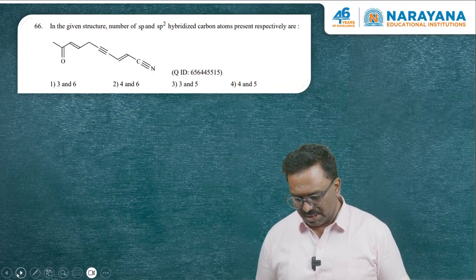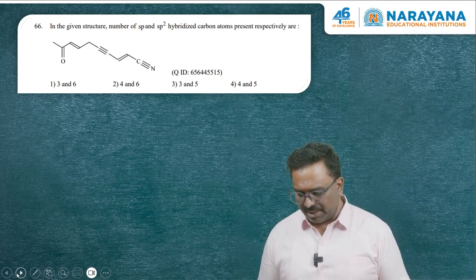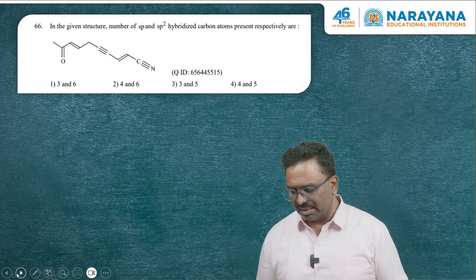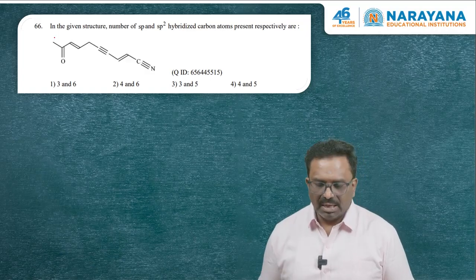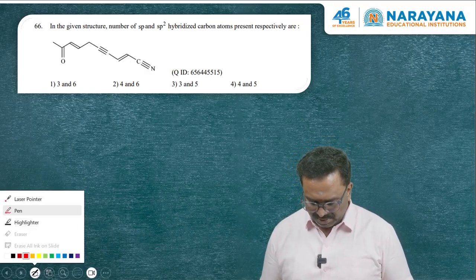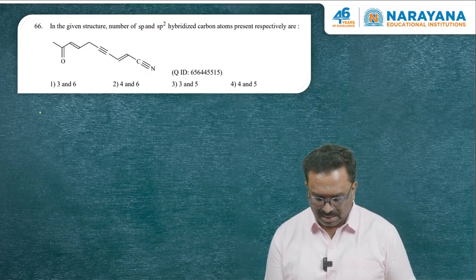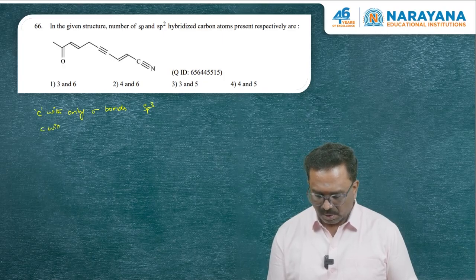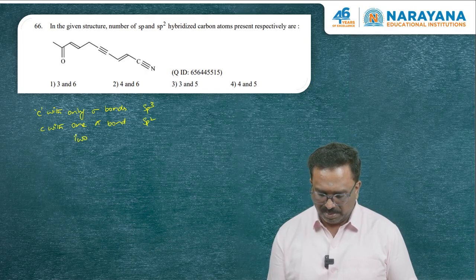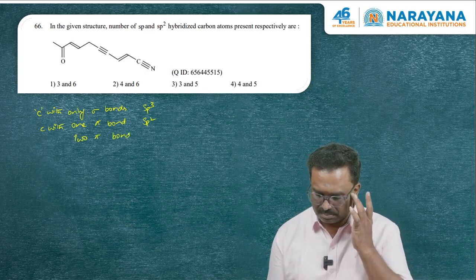In the given structure, the number of sp and sp2 hybridized carbon atoms present, respectively, are. We can identify in this: carbon with only sigma bonds is sp3. Carbon with one pi bond is sp2. Carbon with 2 pi bonds is sp.